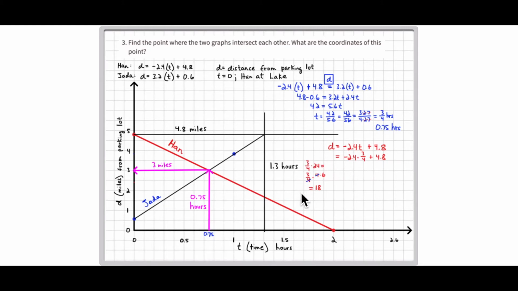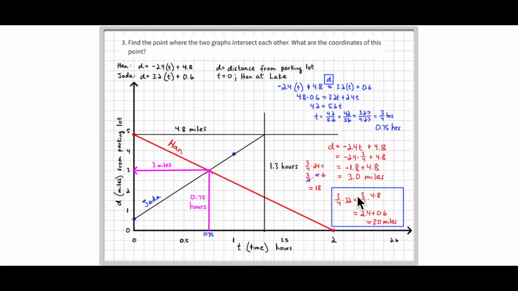This is just a little calculation over here to figure out what the digits are, and that number is then a negative 1 8/10. So in 3/4 of an hour, Han has walked 1 8/10 miles towards the parking lot away from the lake, and that puts him at 3 miles away from the parking lot.